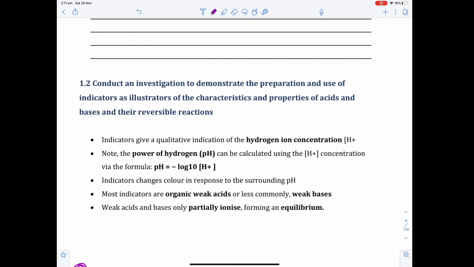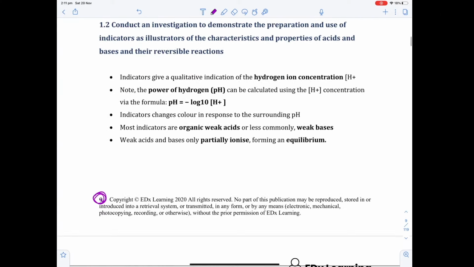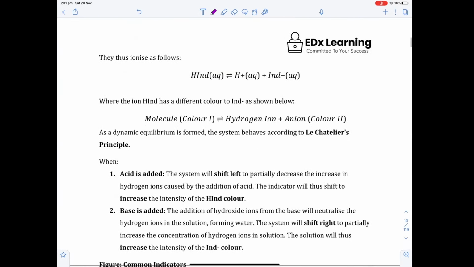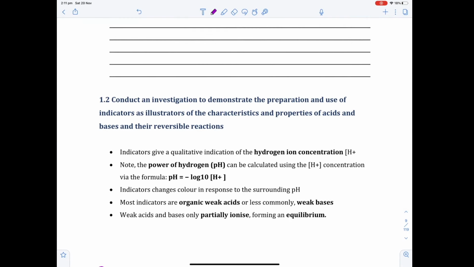Very good. That's what they should have written here, right? How do we use indicators to understand acids and bases? Very good. So we'll start with this. What is an indicator? Okay.